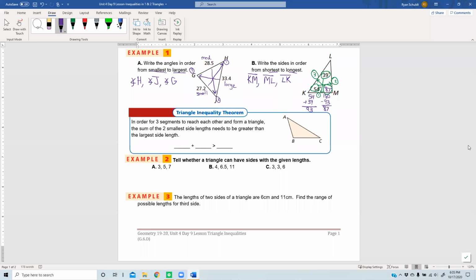Okay, triangle inequality theorem. In order for three segments to reach each other and form a triangle, the sum of the smallest two need to be greater than the biggest one. So we have to have our small side plus the medium side. Add those together and they've got to be bigger than our large. Small plus medium together have to be bigger than the large.